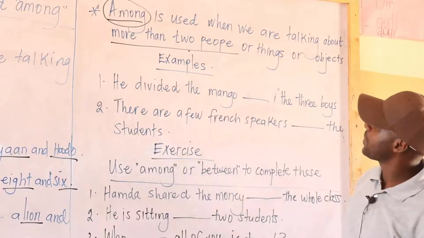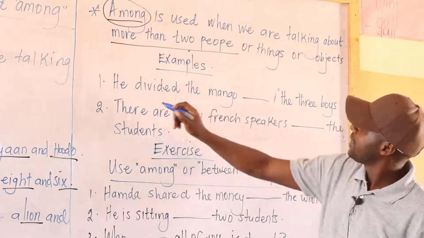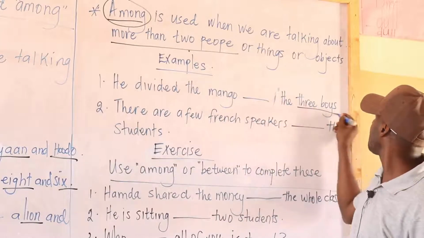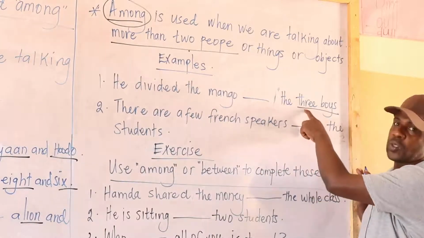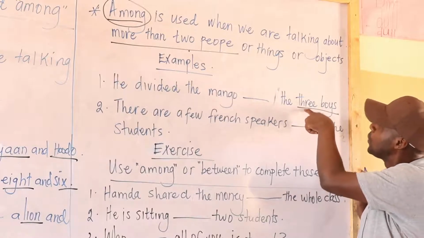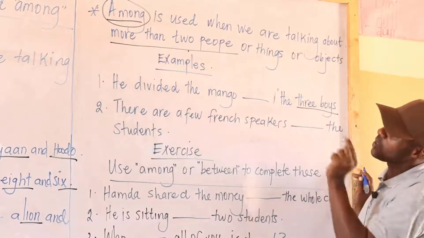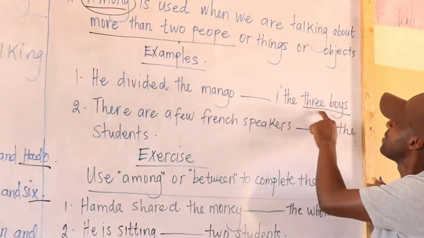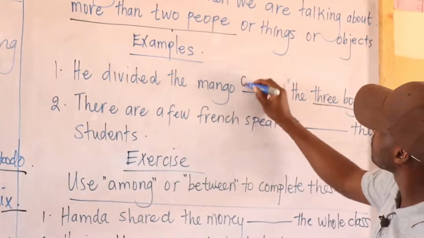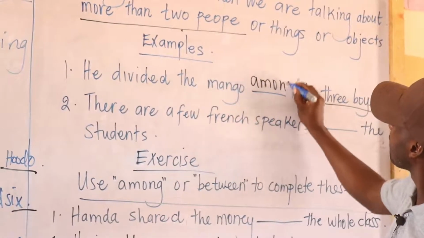Okay? So examples here we have: he divided the mango dash 3 boys. So you have to look at this. This is what will make you know which word you are supposed to use. 3 boys. So these are more than 2 people. So here it is going to be among.